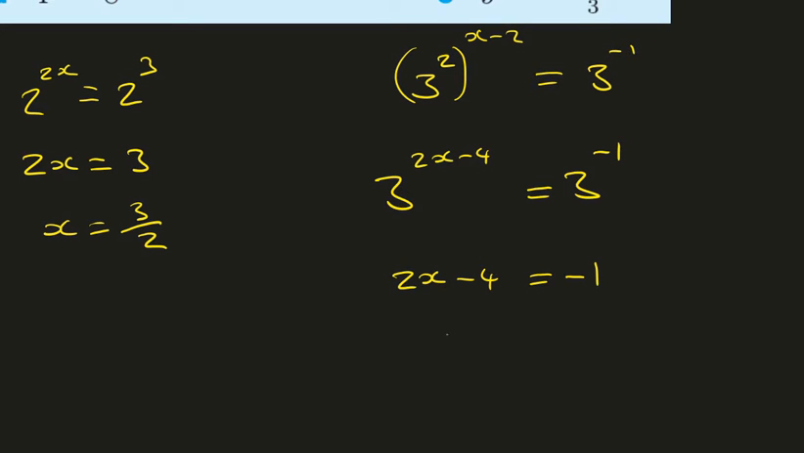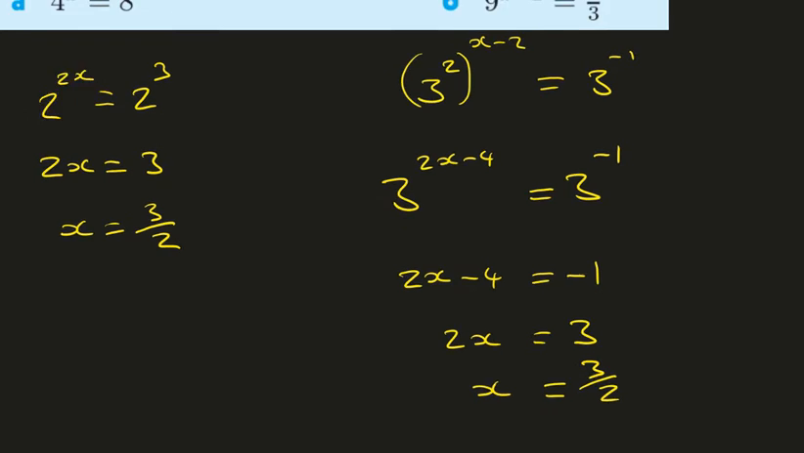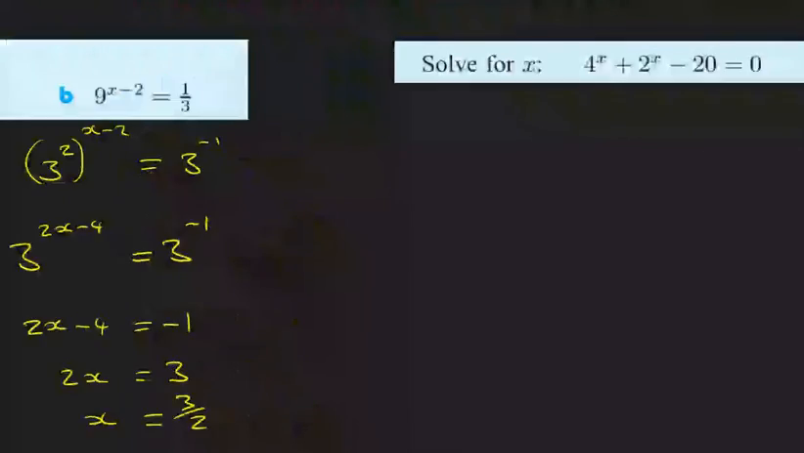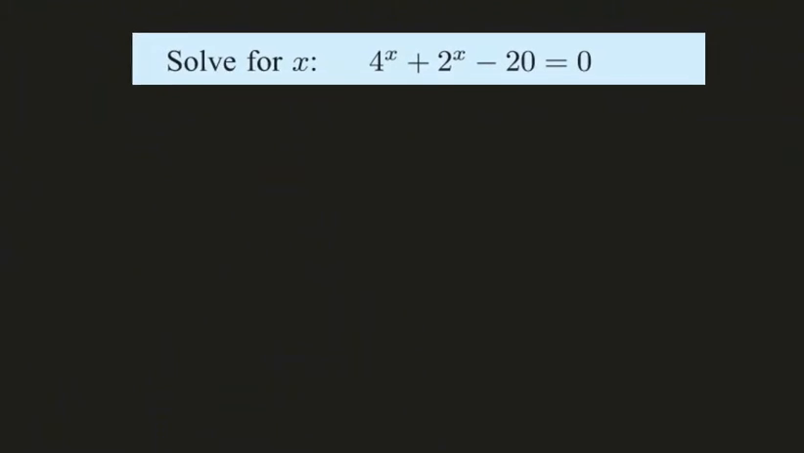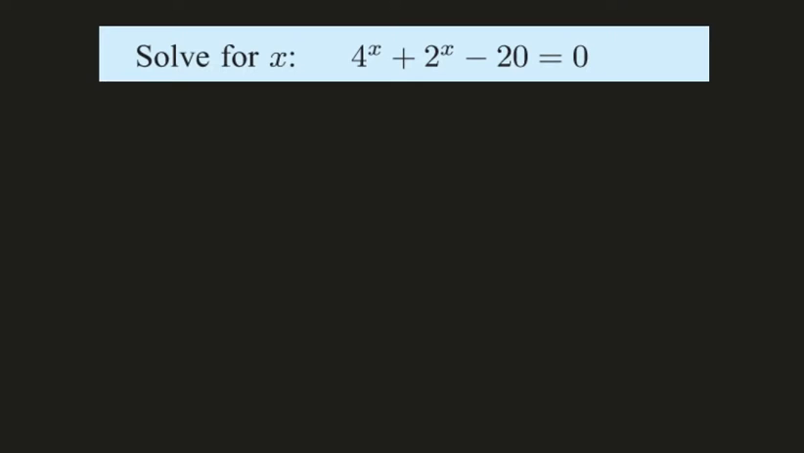We'll add 4 to both sides. 2x is equal to 3, divide by 2. x is again 3 over 2. So that's our simple way of doing this. We can go a bit further with some of these more advanced questions. Take a look at this one.